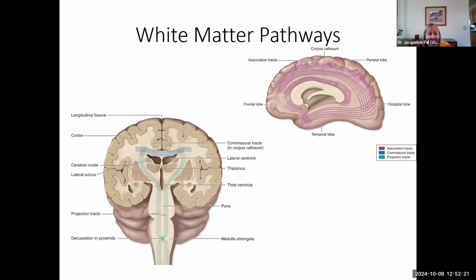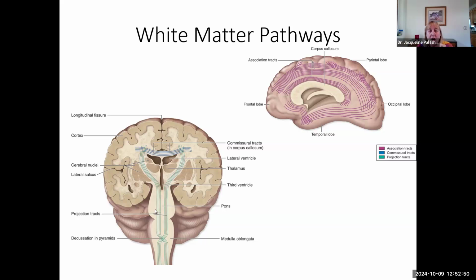We also have tracts seen here in blue that will cross between the right and left side of the brain. So they cross between the artistic side of the brain and the math side of the brain. So if you ever take music lessons, this part of your brain with these commissural tracts is 10% bigger. So thank your parents for making you learn music.